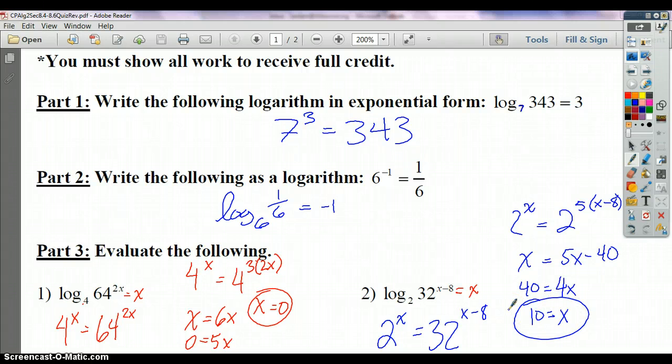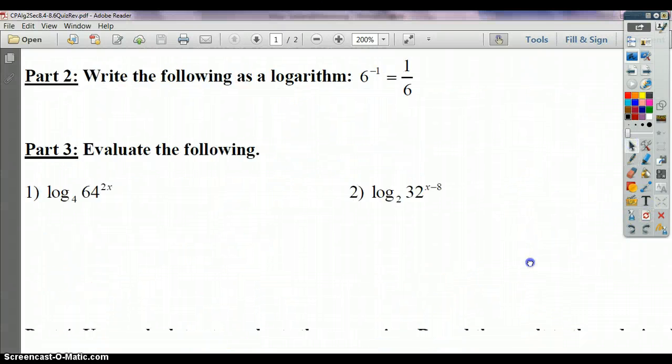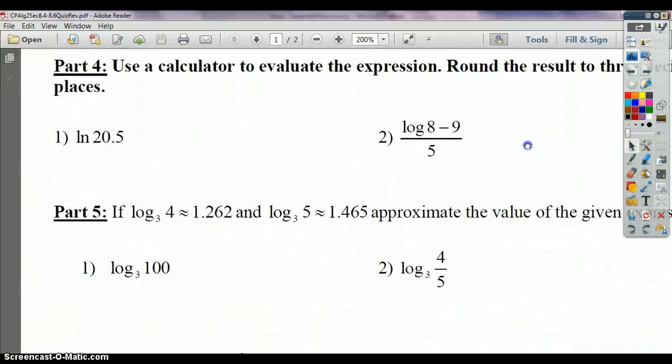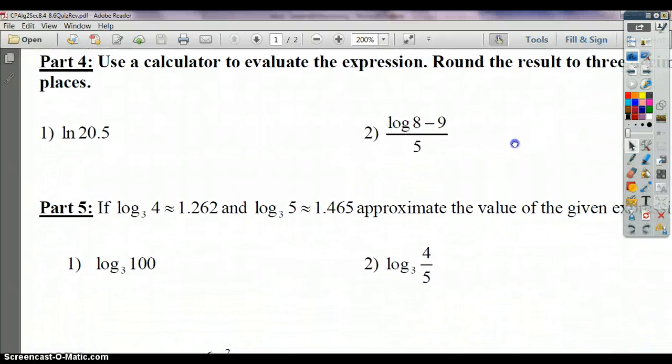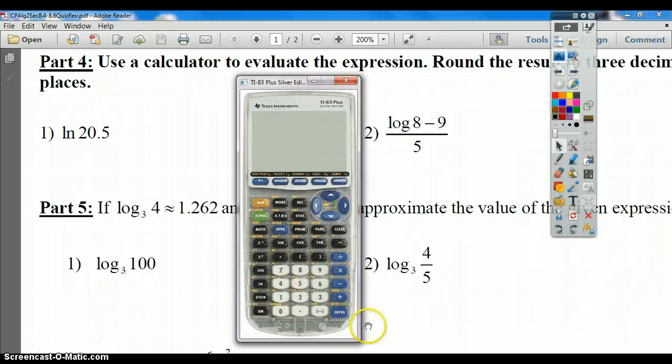All right, so parts 1, 2, and 3 are completed. I'm going to delete this and shift the graph up so you can see the rest of these. Going to part 4, use a calculator to evaluate. So I'm going to have to pause and get my calculator up here on the screen so you can see what I'm doing. And I'll probably need to do the same for part 5. So give me a second here.